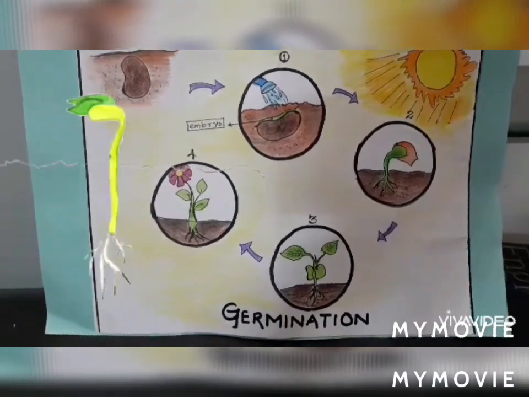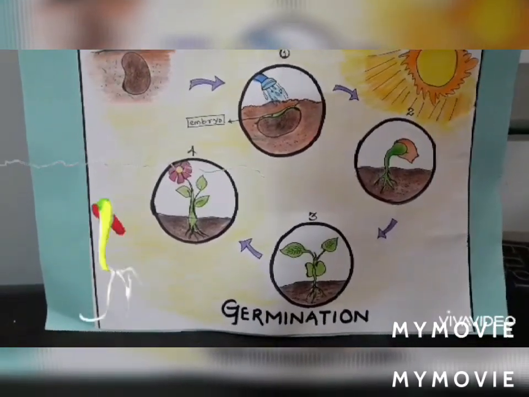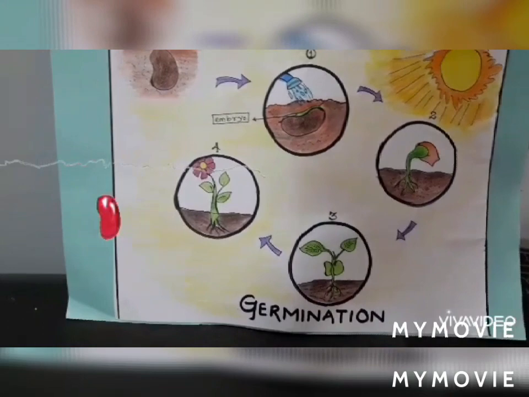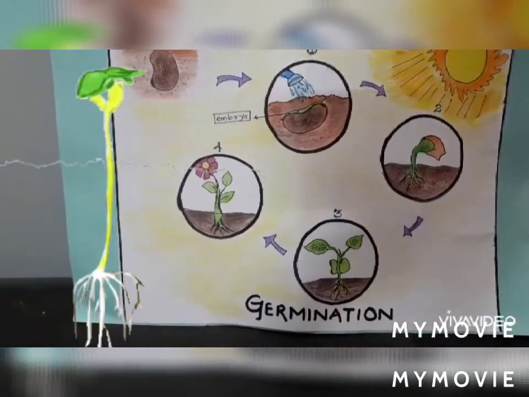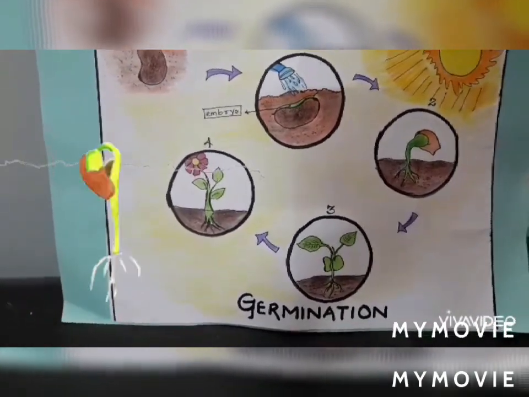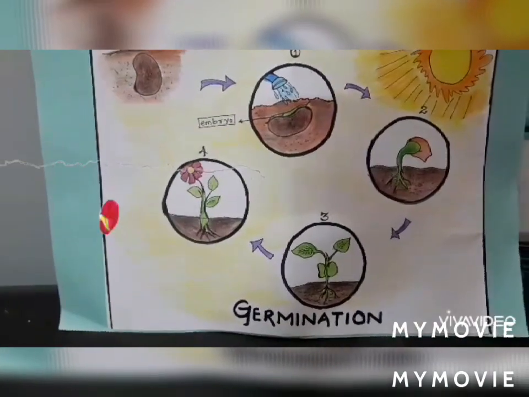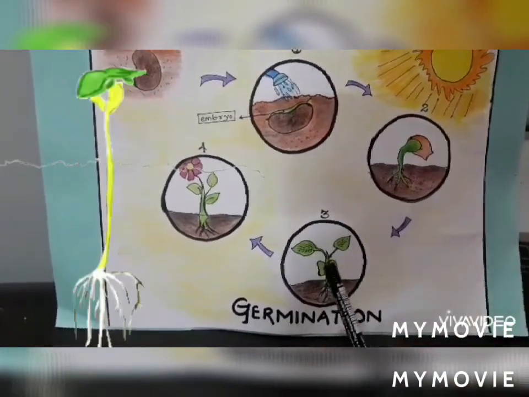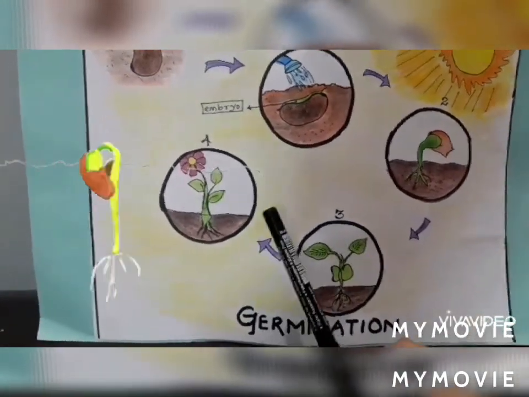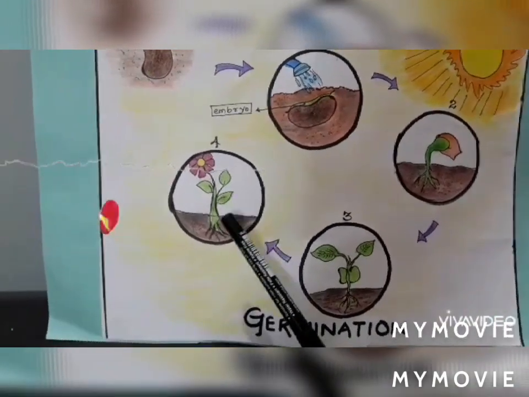The seed will start to swell up and it will produce a baby plant, and the baby plant is called an embryo. Then after that it will start growing to a small plant and then to a normal plant, and after that it will grow and come to a big plant.